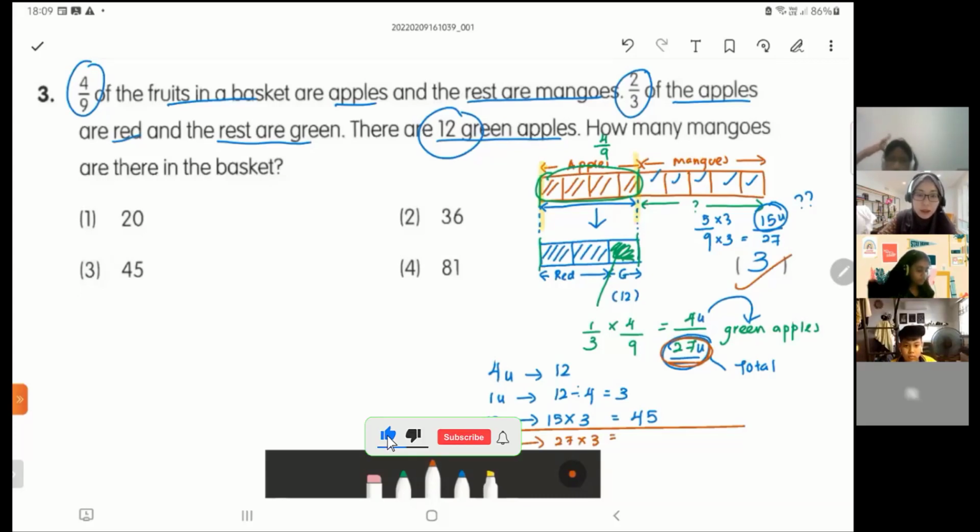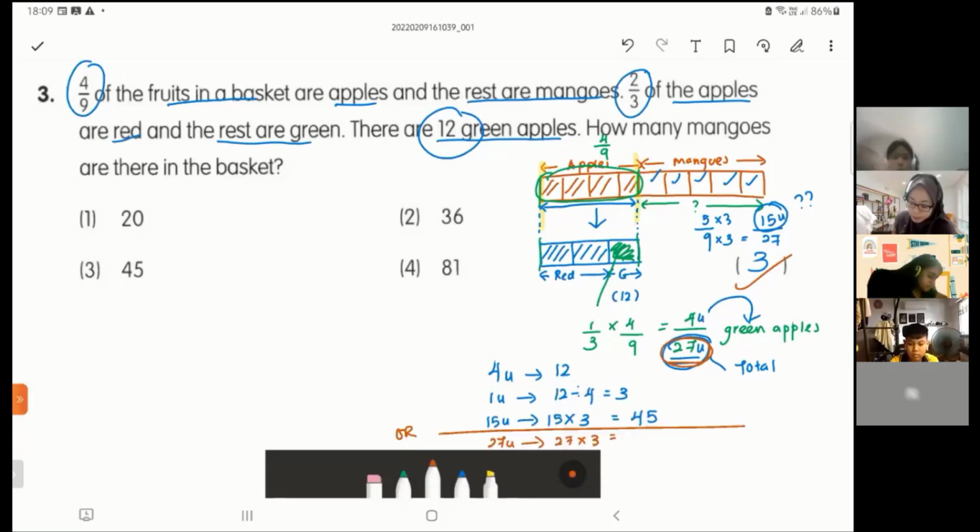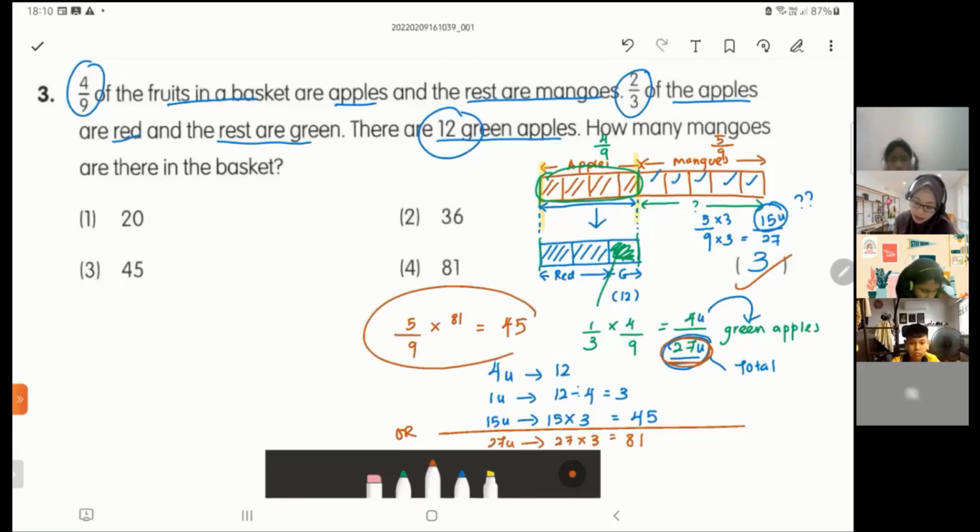Wait. 27 times 3 is 81. Okay, I have 81. So right now, 81, that is not my answer because it's my total. So mangoes is 5/9, right? So 5/9 times, remember that mangoes is 5/9, 81. Then if you do that, you're going to get 45 as well. That is your answer. This is another way. Either this method 1, or you can do method 2. And of course the model. Okay?